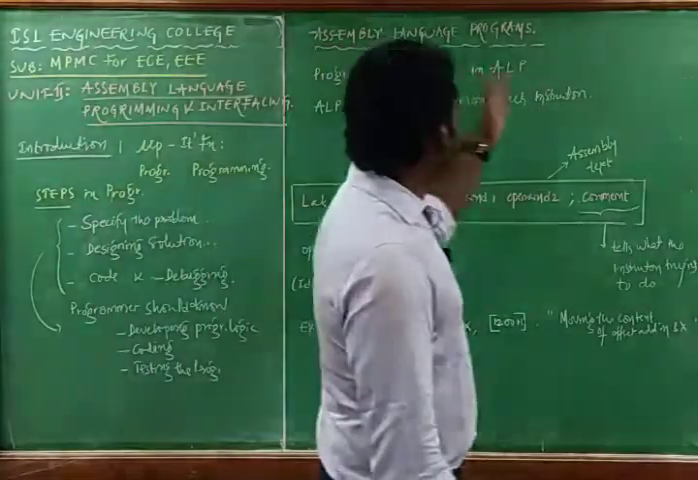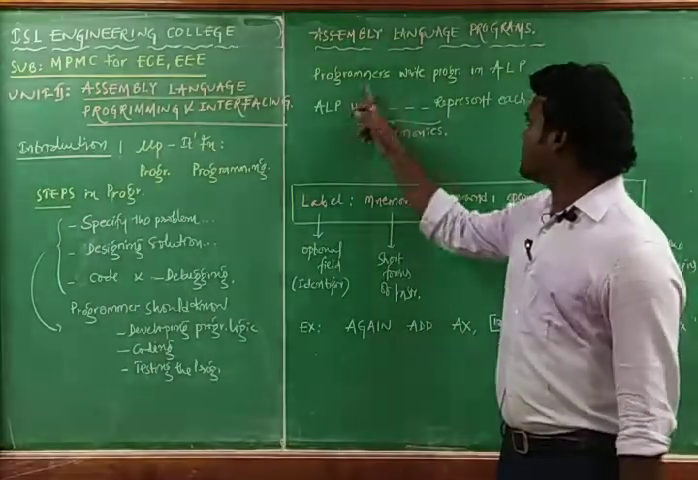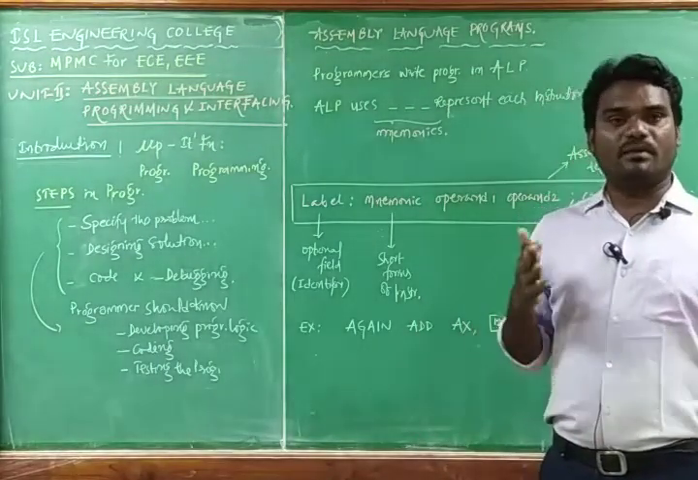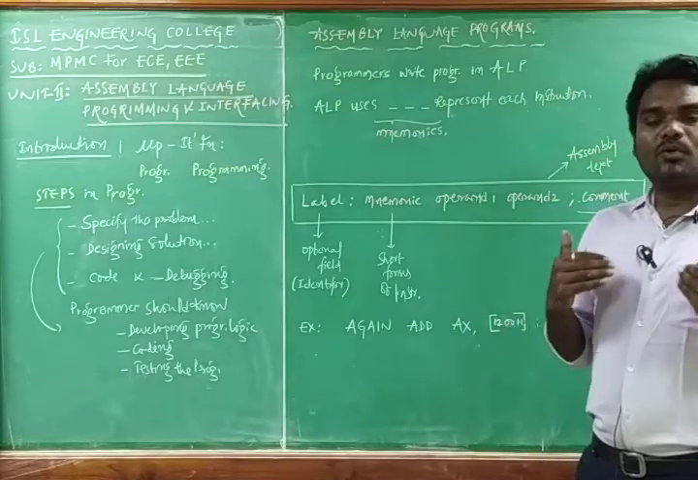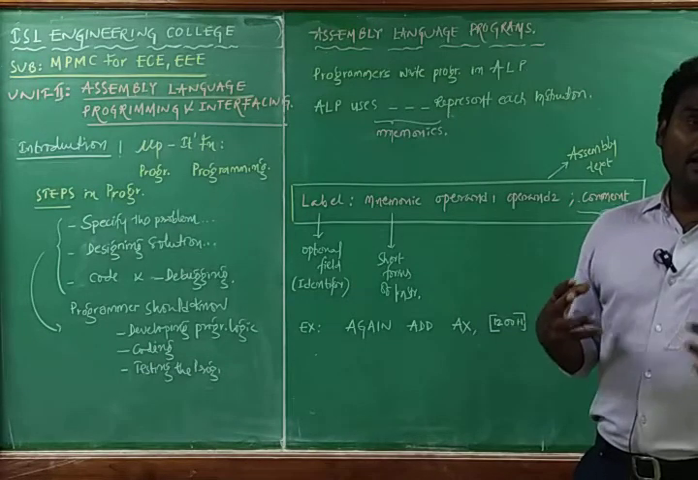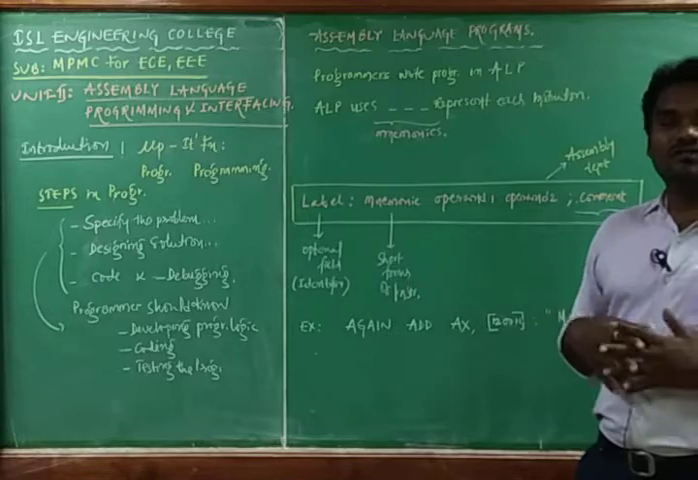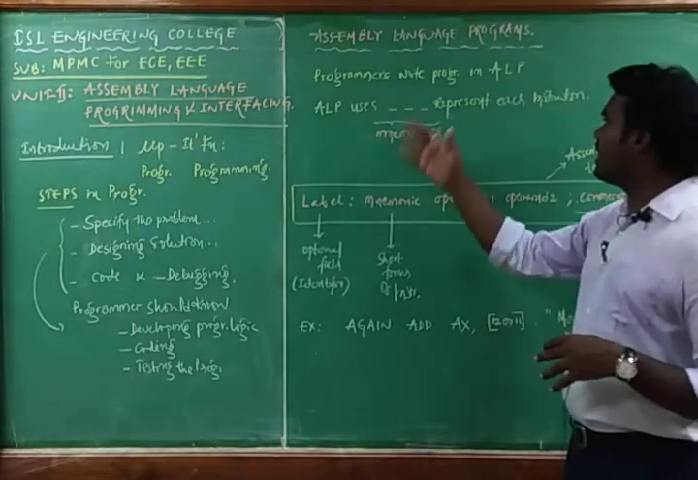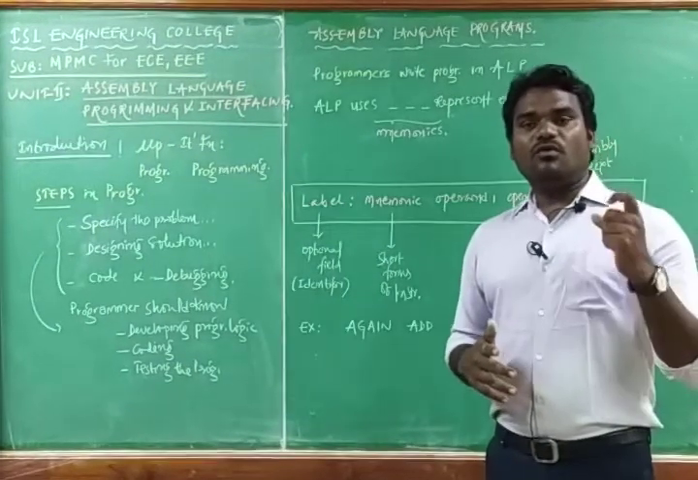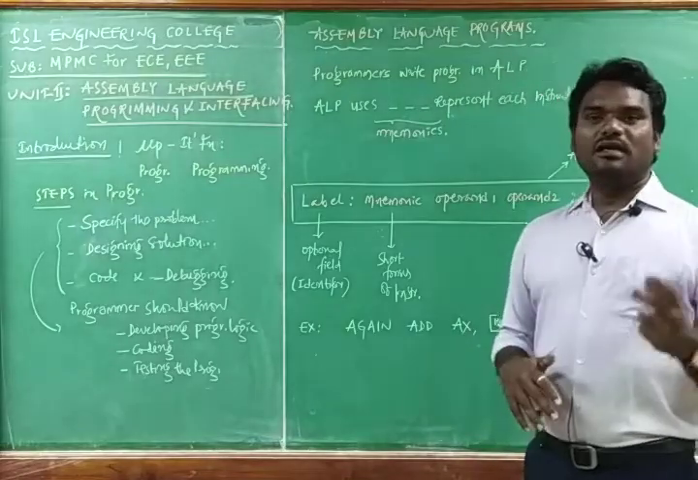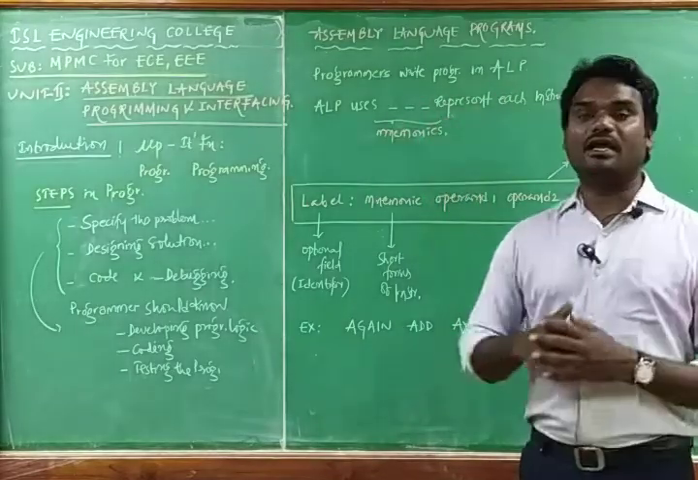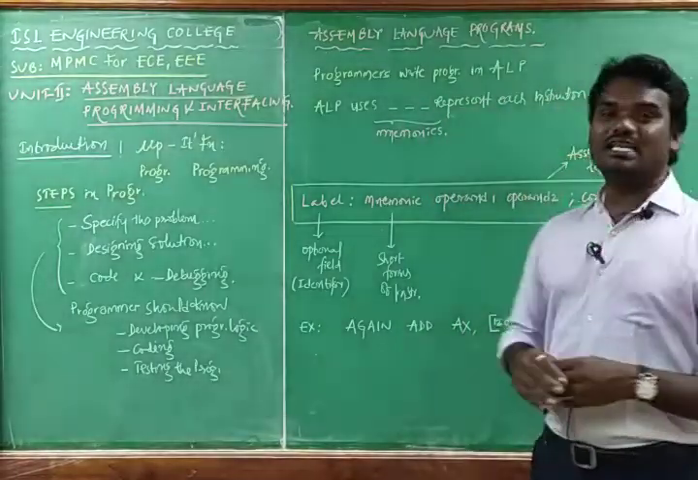And this is about assembly language program. Programmers write the program in assembly language because it is very difficult to write in machine language. For the 8086 microprocessor, we would have to memorize many instructions in zeros and ones. It is practically not possible, so we depend on assembly language program. Assembly language program uses 2-letter, 3-letter, 4-letter English words which represent the instructions.